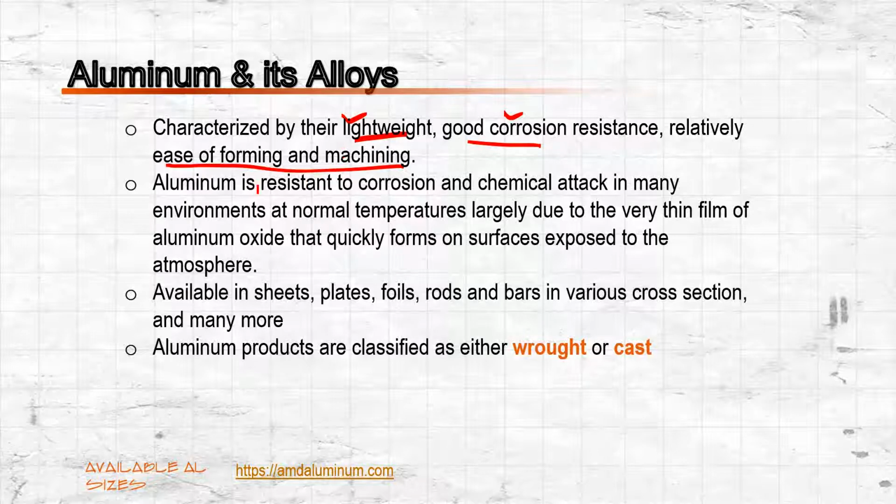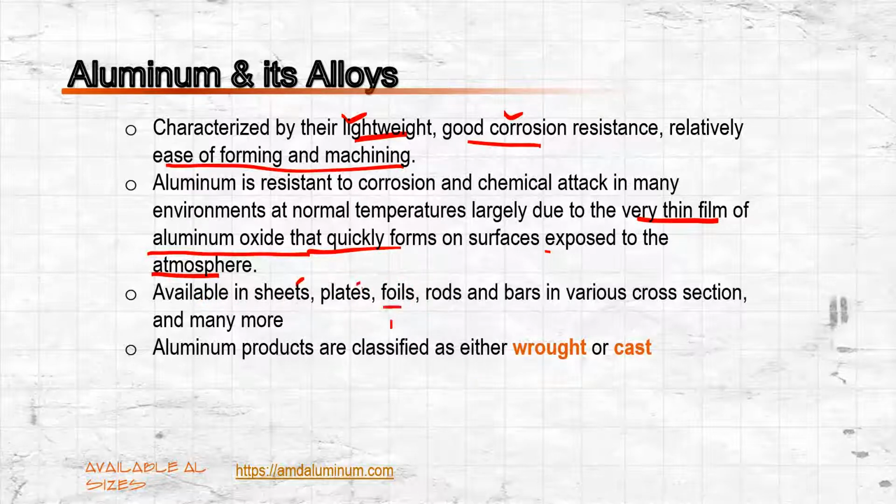Okay, so the reason why it has resistance to corrosion is something like the same as the stainless steel, that in the exposure to environments, there exists a very thin film of aluminum oxide that quickly forms on surfaces exposed to the atmosphere. So somehow that becomes the protective layer. Okay, so in terms of available shapes, this material is available in sheets, plates, foils.